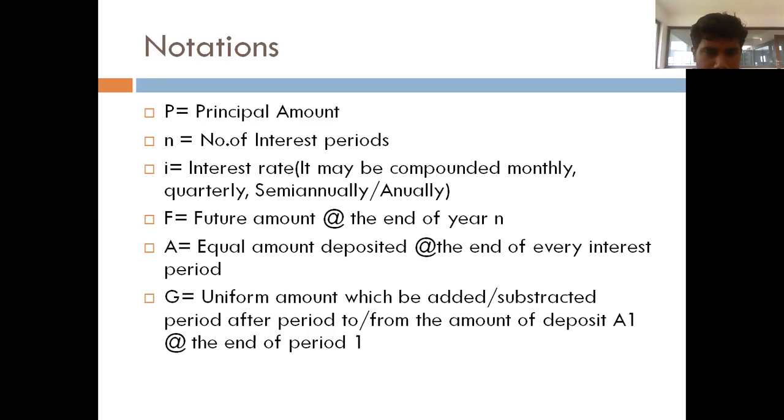Next, G will be equal to the uniform amount which is to be added or subtracted period after period to or from the amount deposited, A1, at the end of year A1, at the end of period 1. So this is the uniform amount.